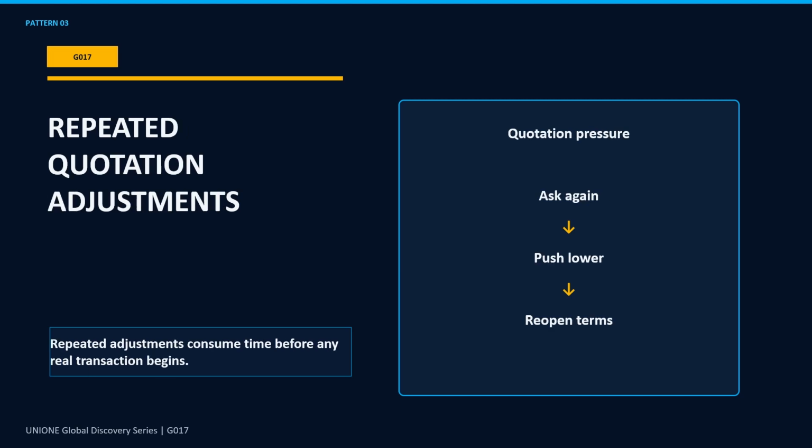The third pattern is repeated quotation adjustment. Some buyers continually ask the supplier to revise prices, reduce margins, change quantities, or reopen previously discussed terms. Reasonable negotiation is a normal part of trade, but repeated adjustment without a clear purchase decision consumes considerable time. The exporter continues calculating and revising. The supplier continues checking conditions, yet the transaction itself does not move forward.